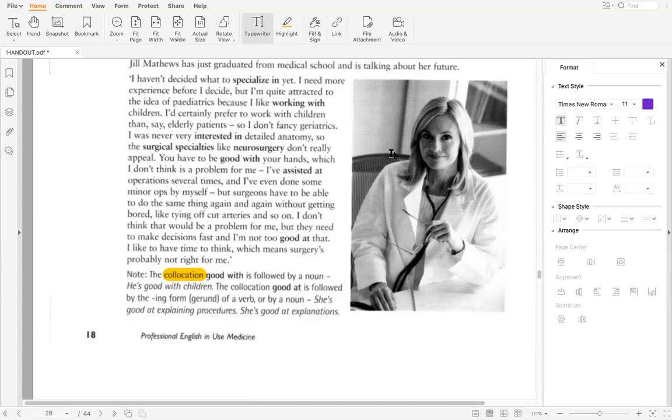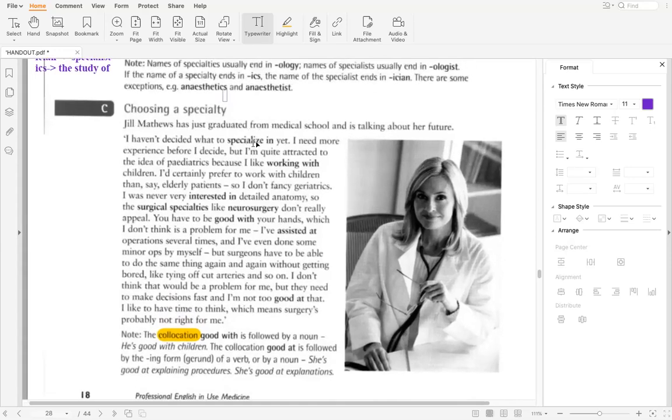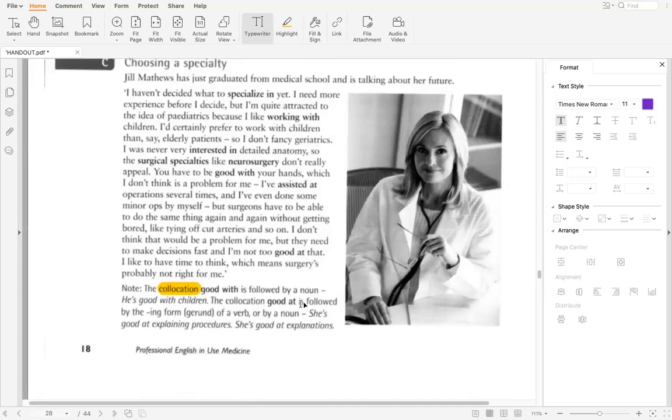So in this part, the collocations are specialized in, working with, interested in, surgical specialties, neurosurgery, good with, assisted at, good at. These are called collocation. I've said that the collocation is a verb and a preposition, and it can be two words that always come together. All right?